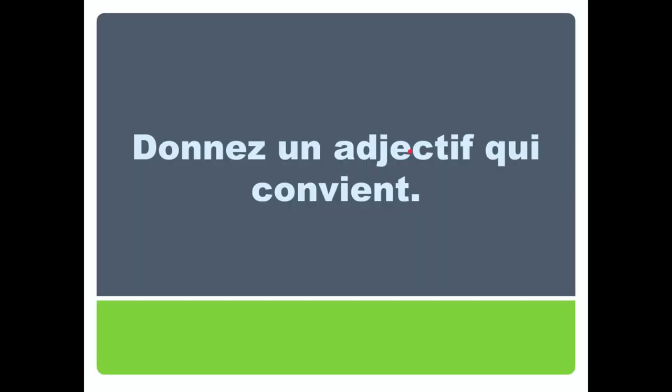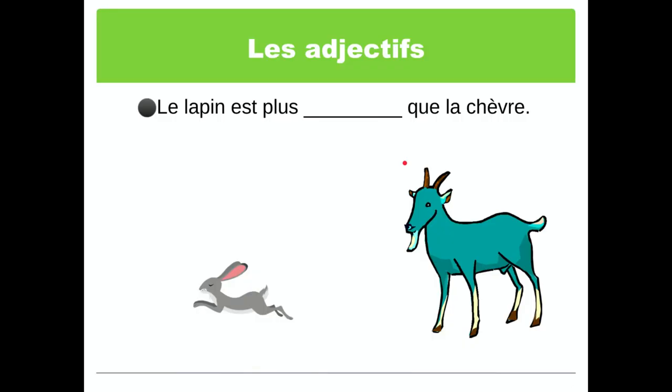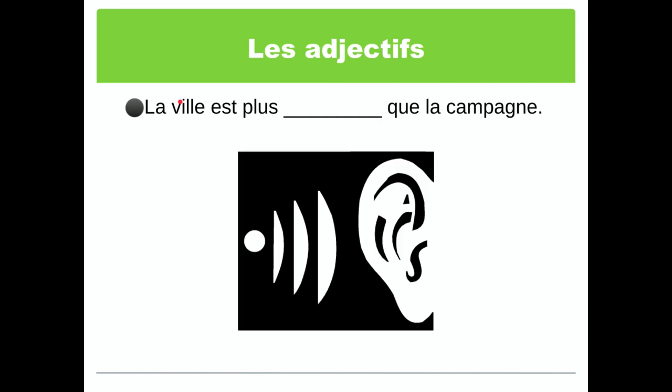Okay, donnez un adjectif qui convient. So you're going to have to tell me an adjective or a form of the adjective that goes in the space provided. So numéro 1, le lapin est plus que la chèvre. So look at those pictures and tell me what adjective goes in this blank right here. Remember, your adjective has to agree with the first thing that's being mentioned. La ville est plus que la campagne. So we're talking about noise level here. So you'll have to tell me what form of the adjective bruyant we need.